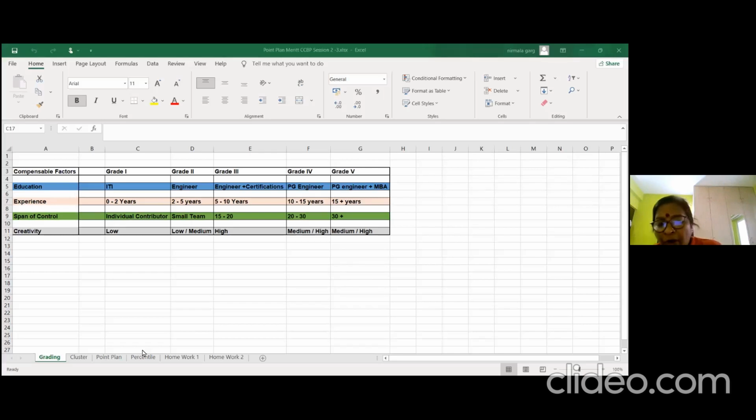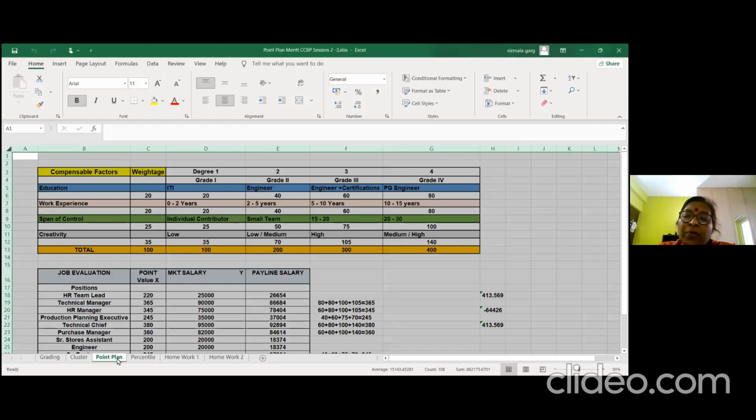Guys, if you recall in your last assignment when you did grading, if you don't understand, you must ask me, stop me, because it's very important. So the first step is identifying the compensable factors. You did this, but in grading, you determine grade 1, grade 2, grade 3. But when we do a point plan, what do we do?